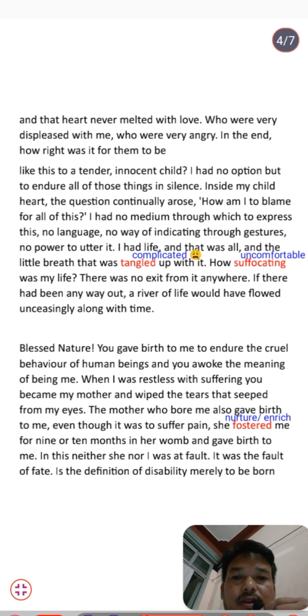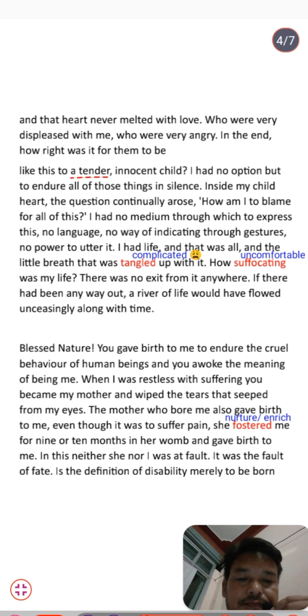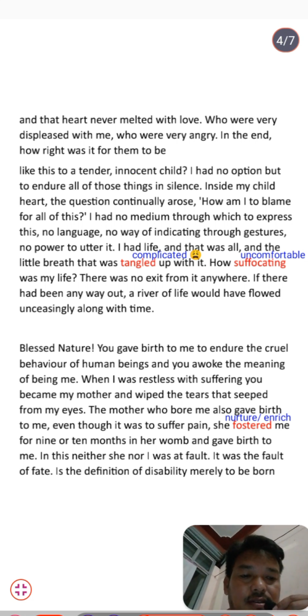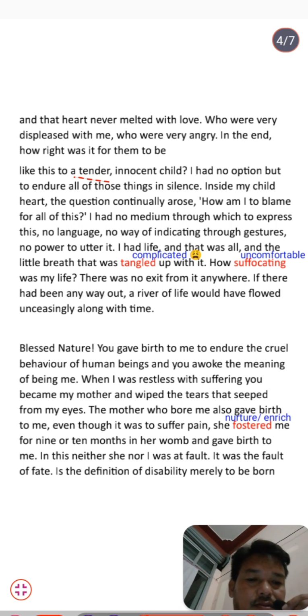I had no option but to endure all of those things in silence. In this paragraph, she expresses like this to a delicate and honest youngster. Innocent child means a very innocent and helpless youngster. I had no choice, she had no choice except to tolerate those things peacefully. She has only to tolerate all these things in silence.